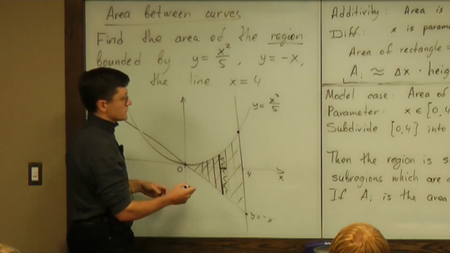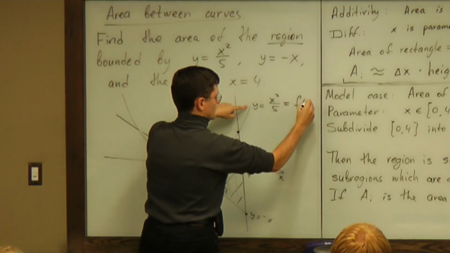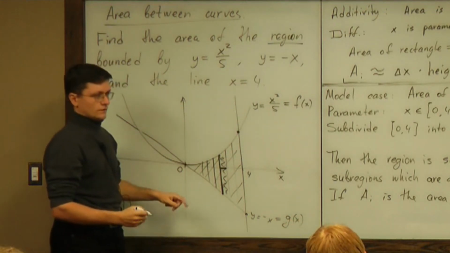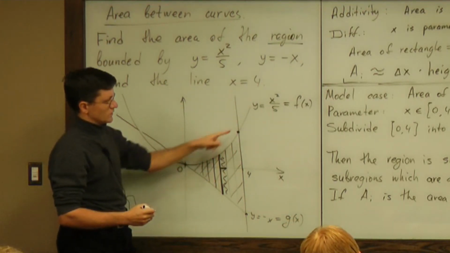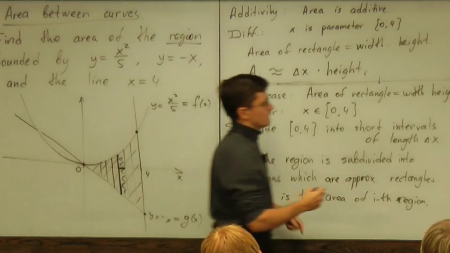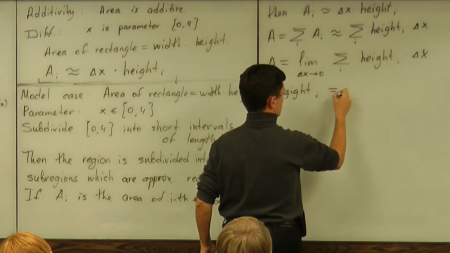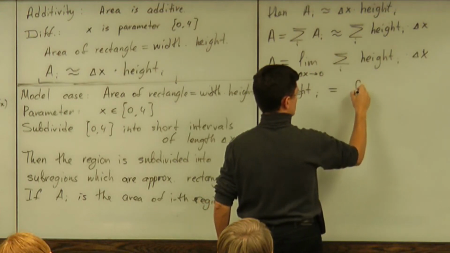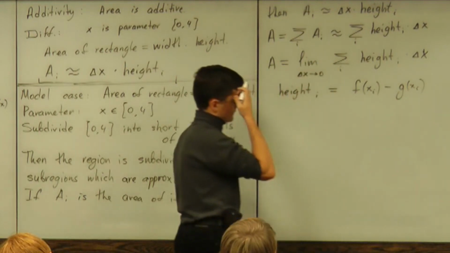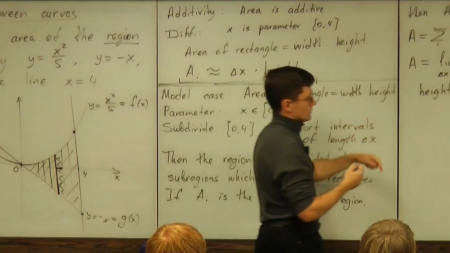So what we can say is that if we call this graph f of x and I call that graph g of x, then the height is going to be the difference between the value of f and the value of g at some point. It's f of xi minus g of xi. And since I know the formulas for f and g, that is going to be just a function of xi.